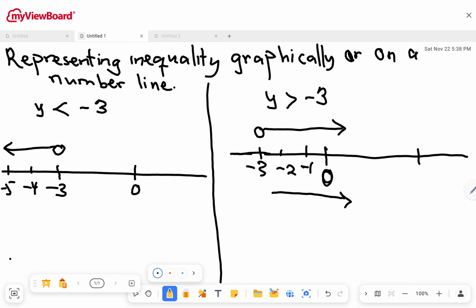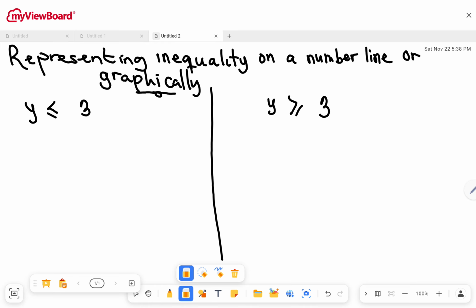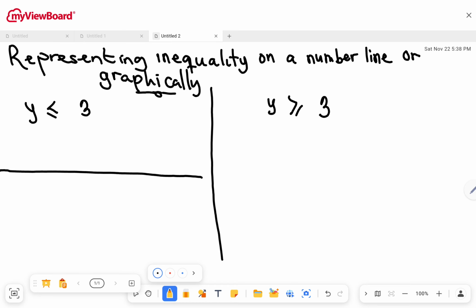Now, since we've understood this, let's see how, if we have the less than or equals to inequality or greater than or equals to inequality, how do we represent it on a number line? So always you are going to draw your number line, and don't forget to divide this line into 2 and bring your 0.